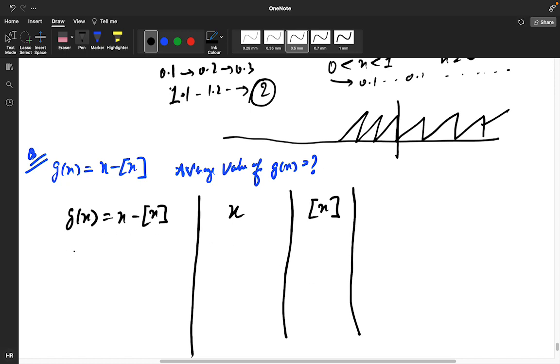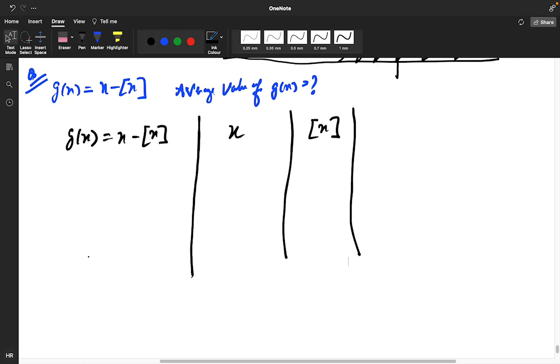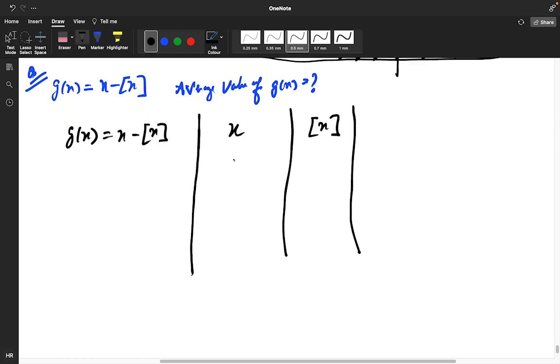Now suppose you assume the value of x is between 0 and 1. So this value is increasing from 0 to 1. From 0 to 1, the greatest integer that is not more than x is 0. And when you move from 1 to 2, the greatest integer is 1. Like that you have to go.